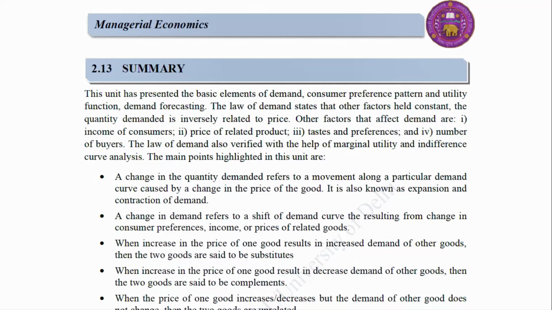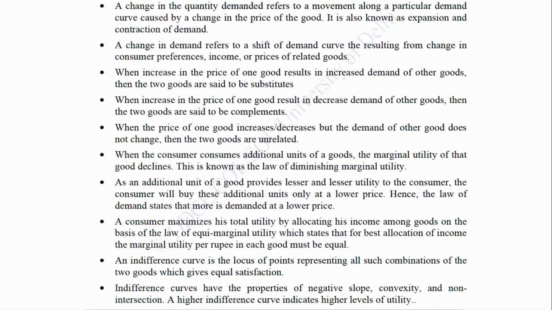The main points highlighted in this unit are: Number 1. A change in the quantity demanded refers to a movement along a particular demand curve caused by a change in the price of the good. It is also known as expansion and contraction of demand. Number 2. A change in demand refers to a shift of demand curve that resulting from change in consumer preferences, income, or prices of related goods.